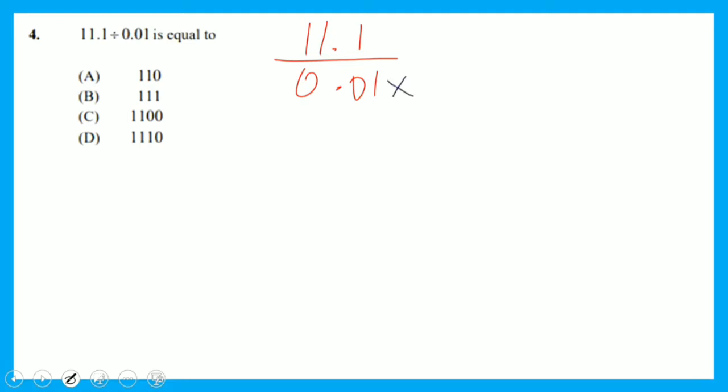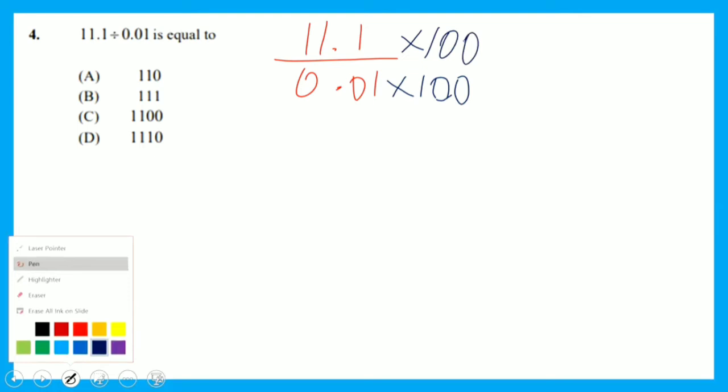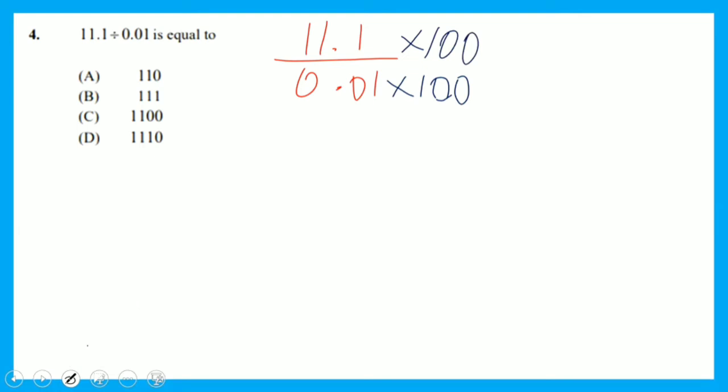So we're going to be multiplying this denominator by 100. And of course, anything you do to your denominator, you must do to your numerator so as to not change the value of the fraction. So we're going to multiply by 100. We did mention that our decimal point is now going to be 2 more places to the right because we're multiplying by 100. And that would make my denominator become 1. And that's a whole number.